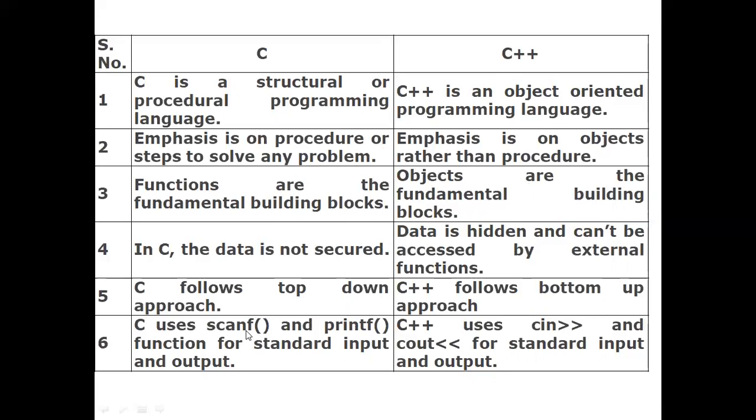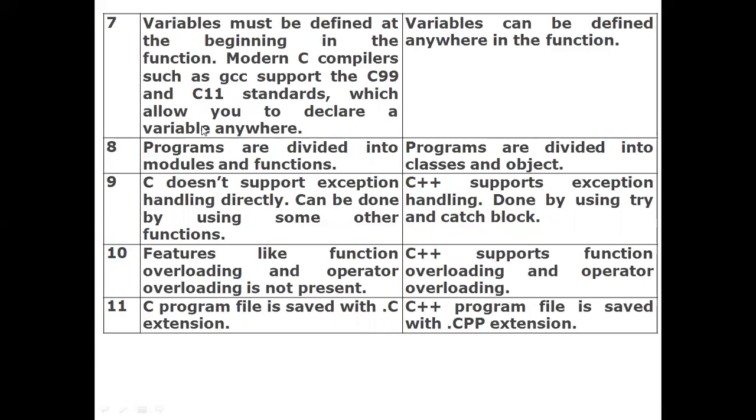For input we use the scanf function, and for output we use printf, whereas in C++ we use cin for input and cout for output as standard functions. Now variables. In C, you have to declare variables at the beginning of the program. C99 and C11 are some compilers in which we can add them in between also, but normally you have to declare your variables at the beginning of the program in Turbo C, whereas in C++ you can declare anywhere, wherever required.